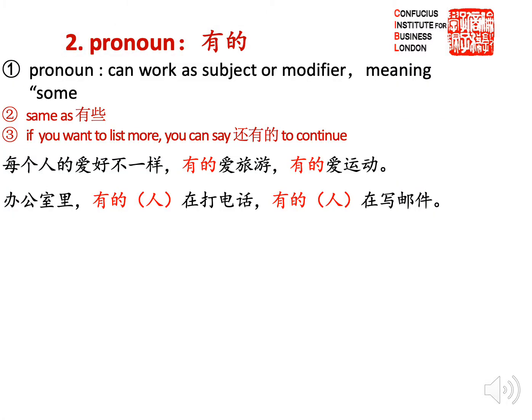Now we're talking about the pronoun 有的. Pronoun can work as subject or modifier, meaning some. It is actually used the same as 有些. And if you want to list some more, you can say 还有的 to continue. For example, 每个人的爱好不一样，有的爱旅游，有的爱运动。Also, you can say 还有的爱玩游戏。Okay.